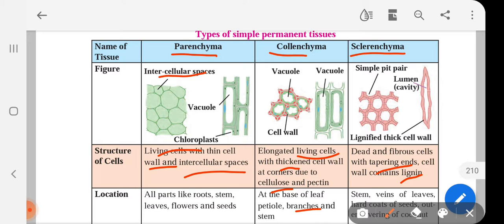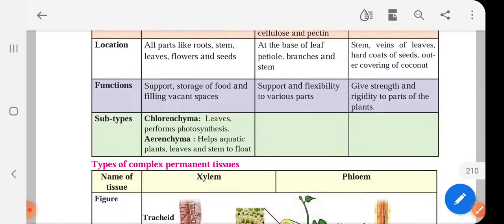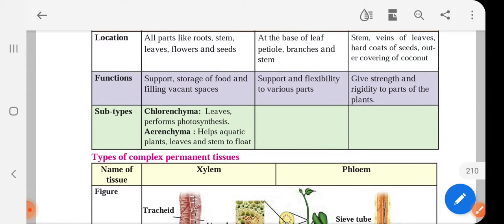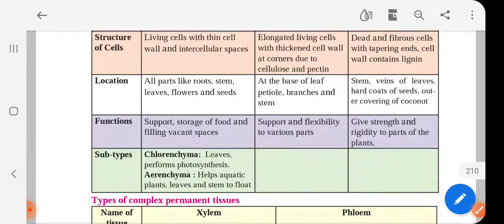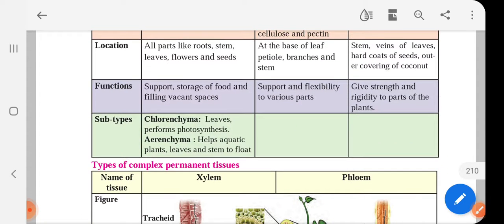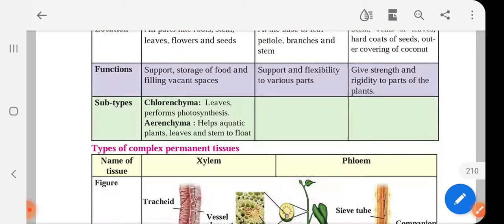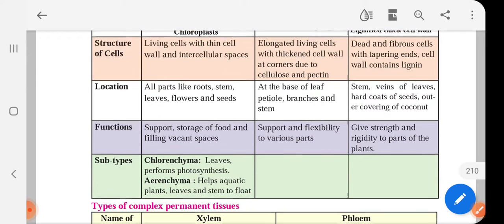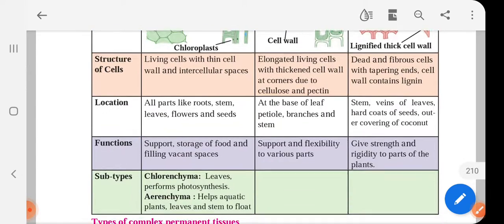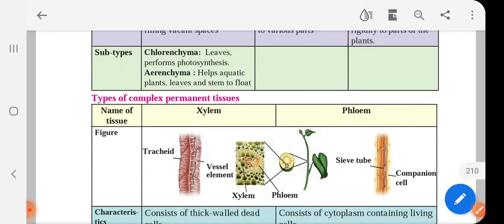Okay, so this is how the simple permanent tissues are divided. And then if we talk about function, for parenchyma the function is to support, store food and fill vacant spaces. Then collenchyma: the function is support and flexibility at various parts. Then sclerenchyma gives strength and rigidity to parts of the plants.